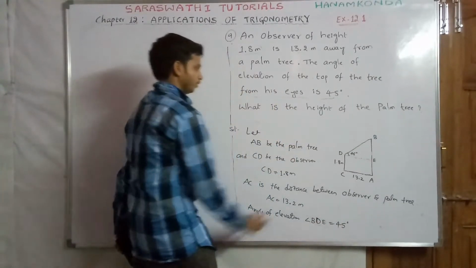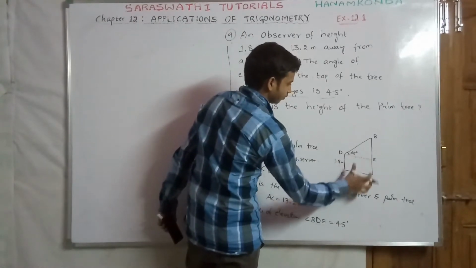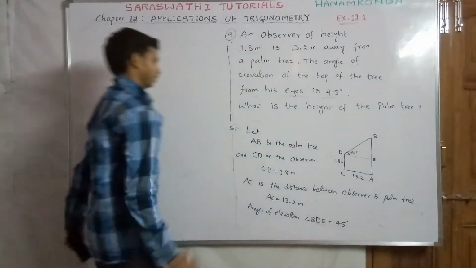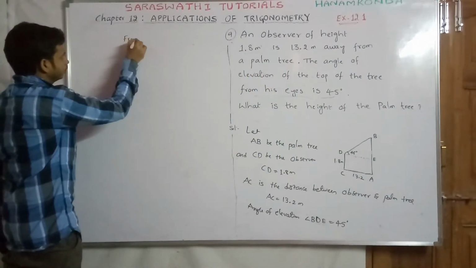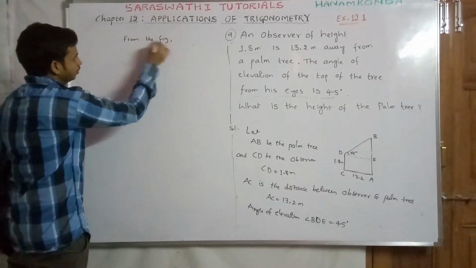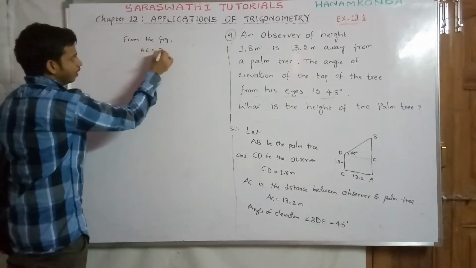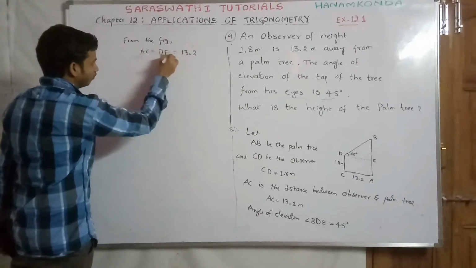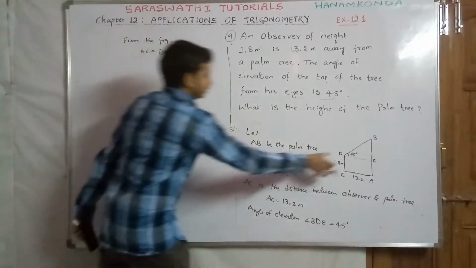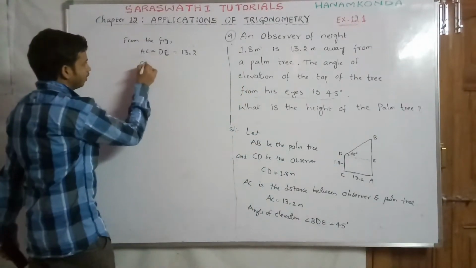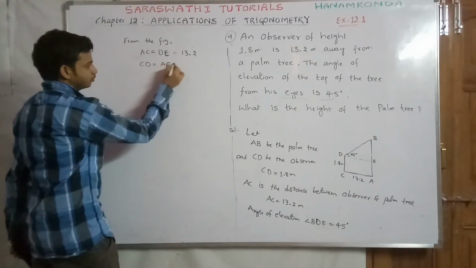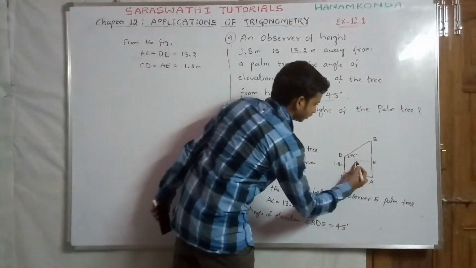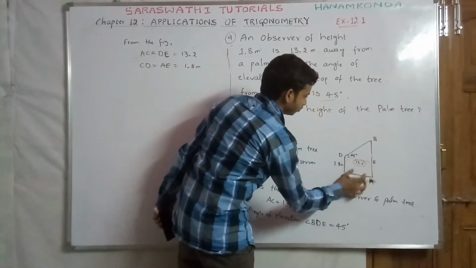Now from the figure, AC value equals DE value, and AE value equals CD value. So AC is 13.2 meters as given, so DE equals 13.2, and CD equals AE. CD is given as 1.8 meters. So the DE value we have obtained is 13.2.